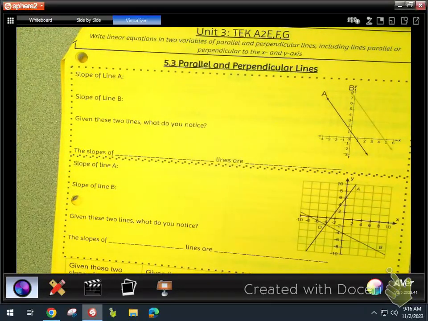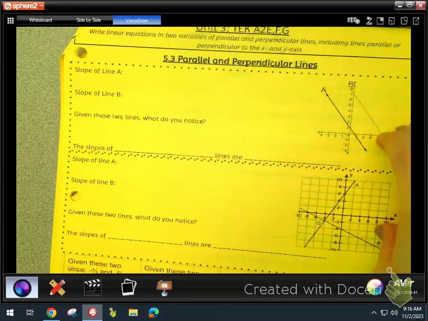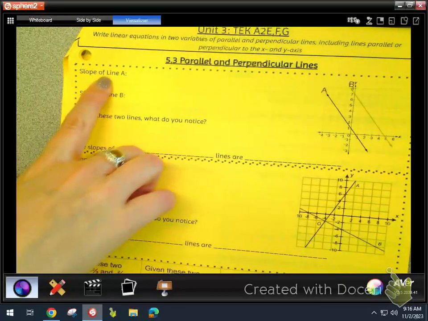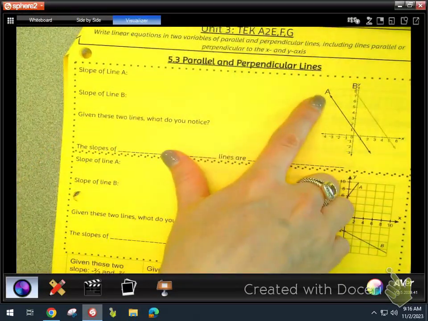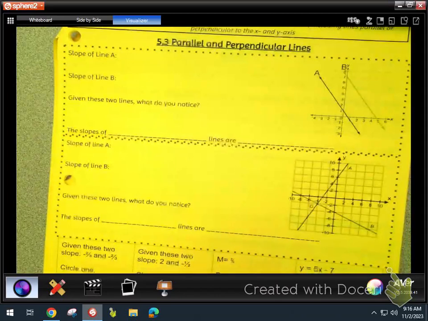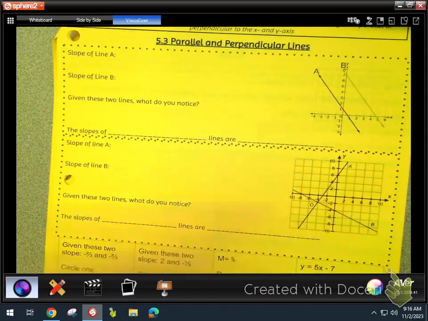So what I want you to do on these first 2 little problems here with the graphs, I want you to find the slopes of line A and line B, so they're labeled for you, A and B. Over here, same thing, A and B. Find the slopes of each of those, and then we're going to talk about what we noticed about their slopes, and then we're going to come up with our general rule and most important thing that we need to know in Algebra 1 about parallel and perpendicular lines.